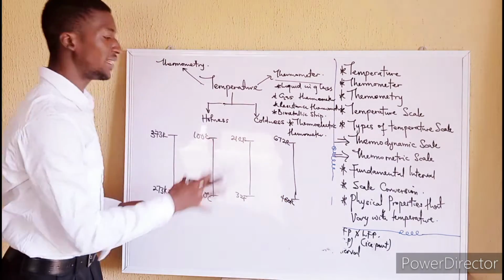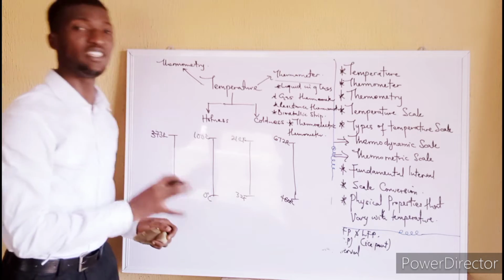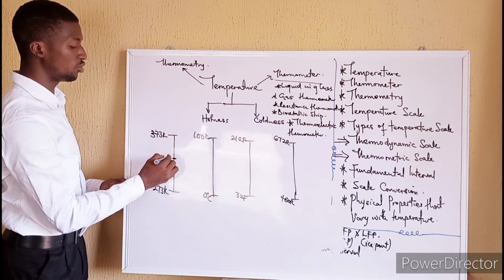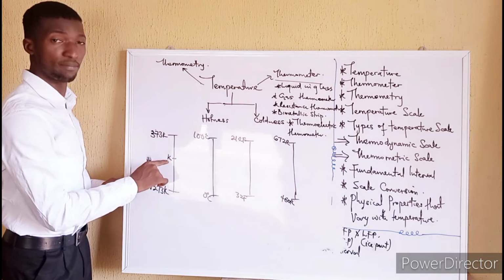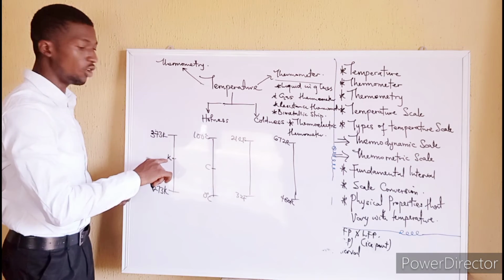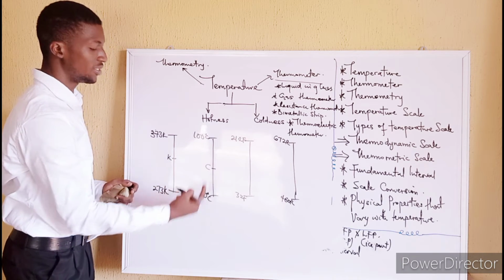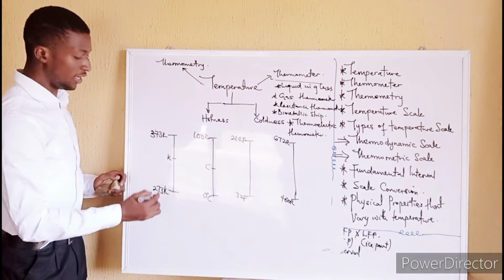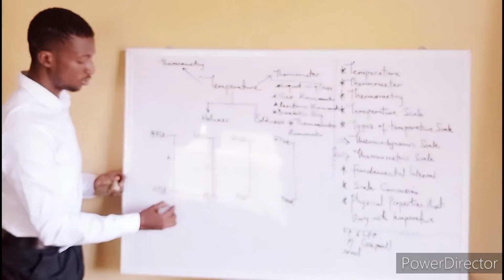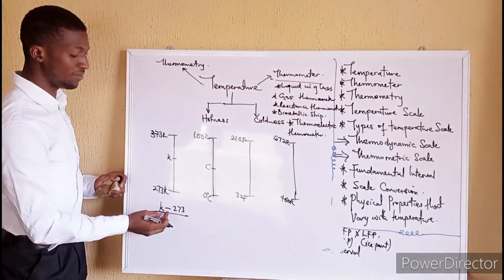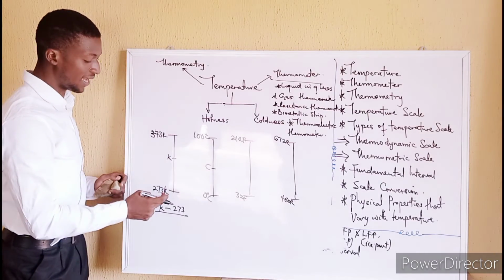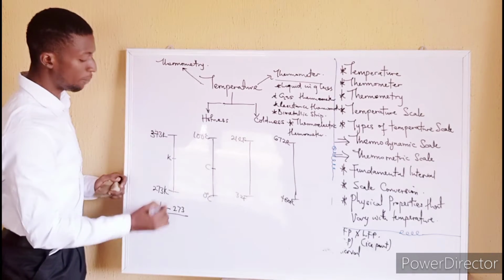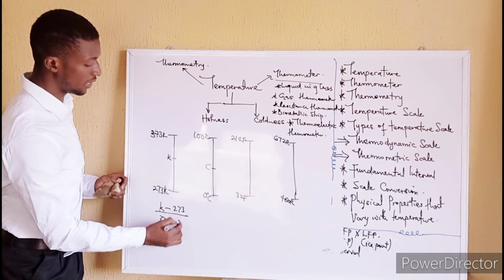As long as you remember the upper fixed point and lower fixed point, you can convert from any of these scales to another. For instance, if I want to convert from the Kelvin scale to the Celsius scale, I take a temperature on the Kelvin scale. What is the reading on the Kelvin scale equivalent to in degrees Celsius? How do you go about this? The difference between that particular reading and the lower fixed point, that is K minus 273, is divided by the upper fixed point minus the lower fixed point. The upper fixed point here is 373 and the lower fixed point here is 273.